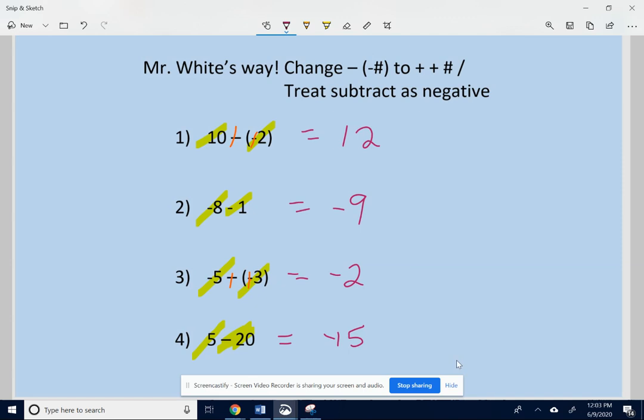But again, what I did is anytime I have minus a negative, I went ahead and changed that to plus a positive. But otherwise, on problem 2, I'm treating that subtracted 1 as a negative 1 that's being added to negative 8. And on problem 4, I'm treating a subtracted 20, I'm thinking of that as a negative 20 added to the 5.